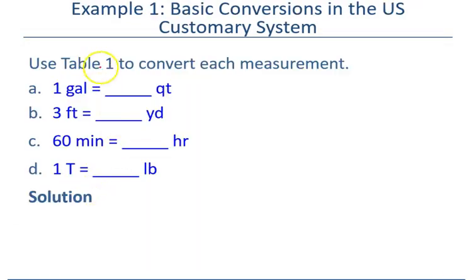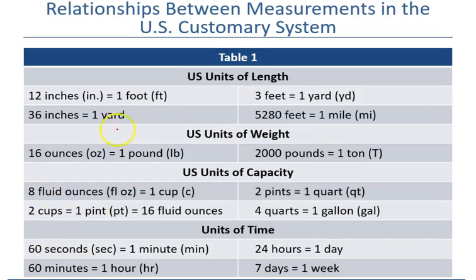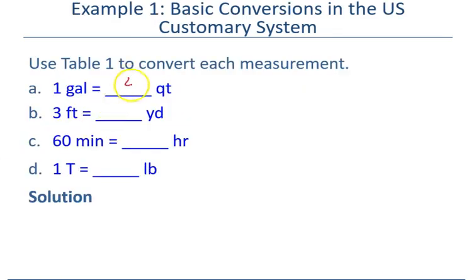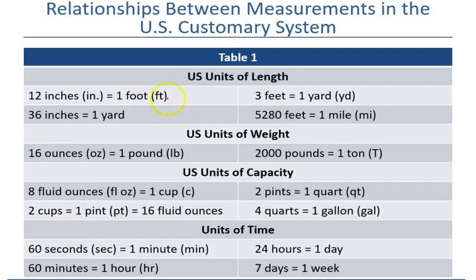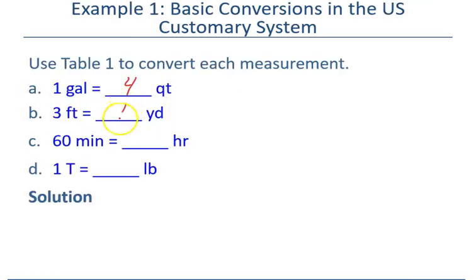We can look here, we've got 1 gallon. Okay, use table 1 to convert each measurement. 1 gallon equals how many quarts? Well, let's look back here. Right here, 1 gallon equals 4 quarts, so we can come back over here and put 4 quarts. 3 feet equals, well, I believe that's 1 yard, but we can double check. 3 feet, 1 yard, yes.